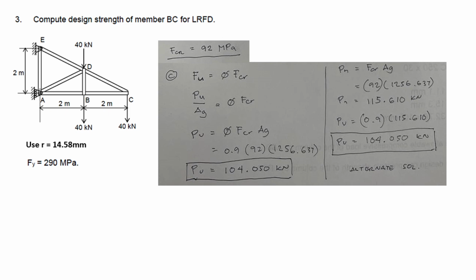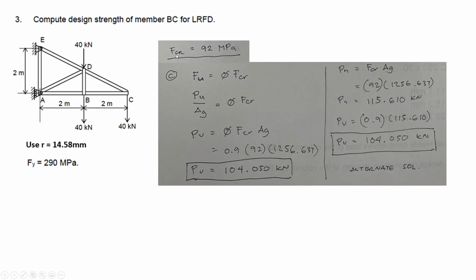Now, the design strength, so kung yung design strength, meaning ang load. PU, ato ang gisolve ani, kay LRFD man. Okay. So, since we have the FCR na nga, 92 MPa, we can solve that. We can use that value. Now, I am presenting you two solutions. The first solution is this.